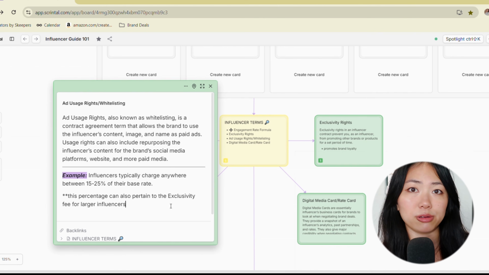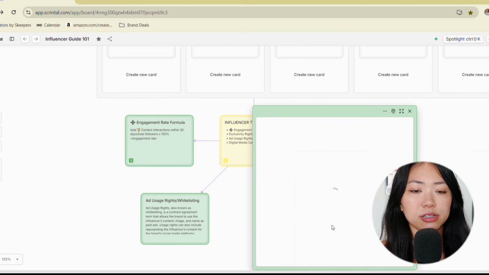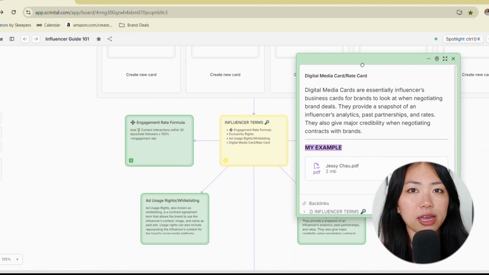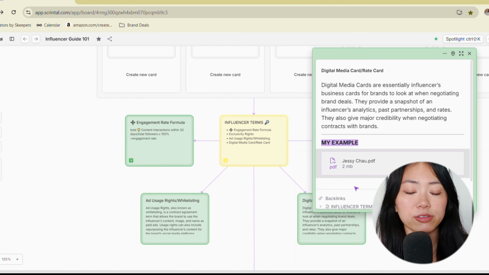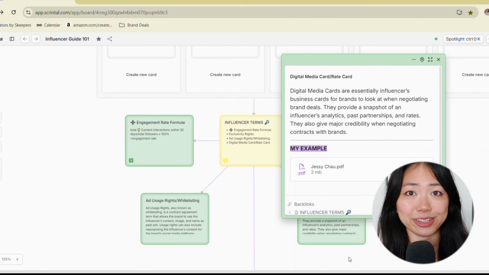The last term that we're going to review is your digital media card, otherwise known as your rate card. Digital media cards are essentially an influencer's resume or business card that brands can look at when negotiating brand deals. They provide a snapshot of an influencer's analytics, past partnerships, and your rates. Because if there's anything a brand likes to look at, it's your numbers.